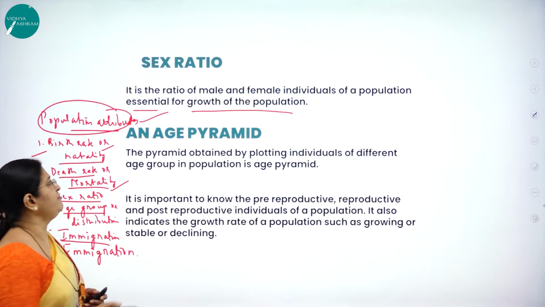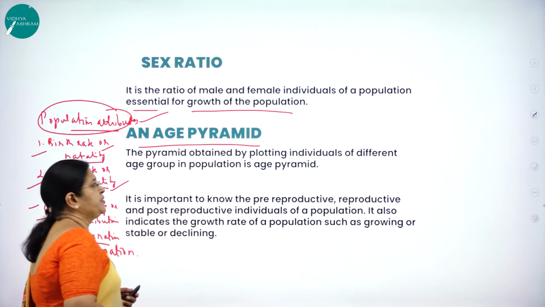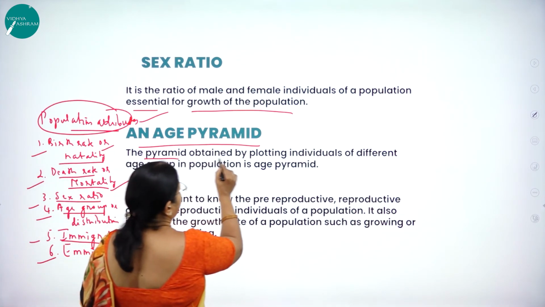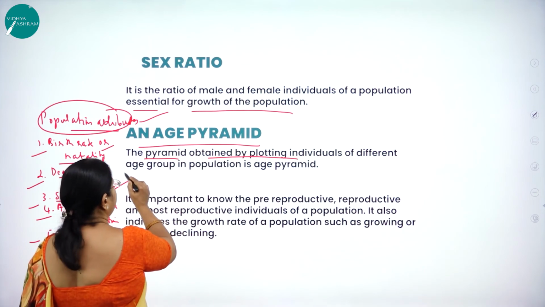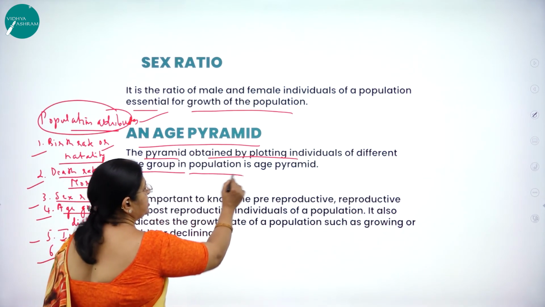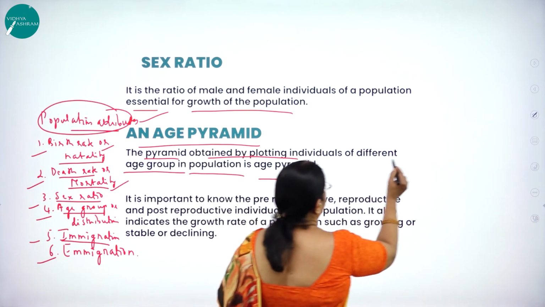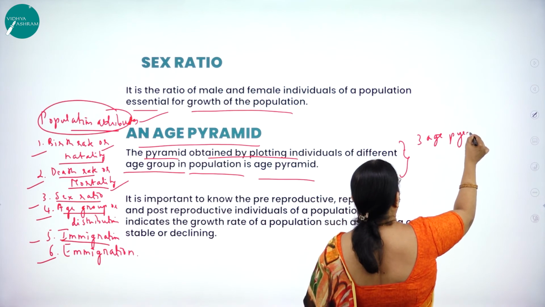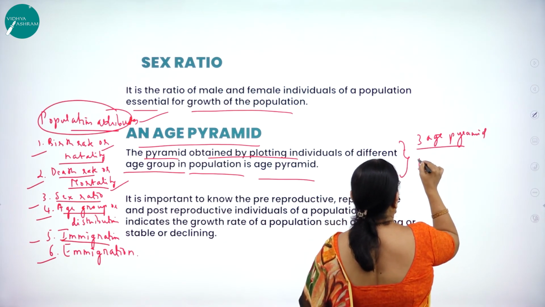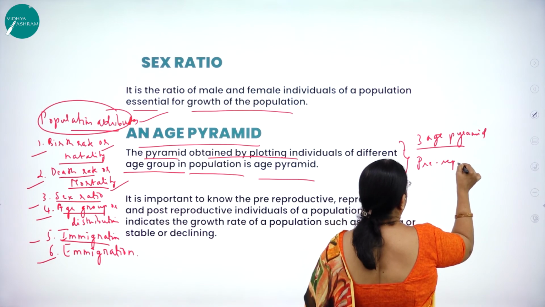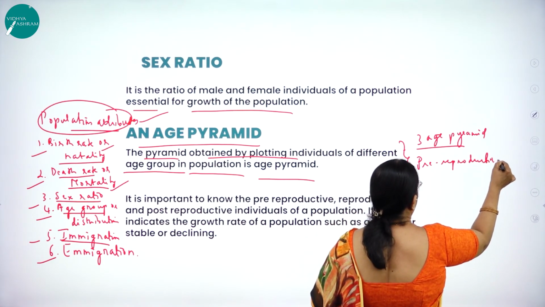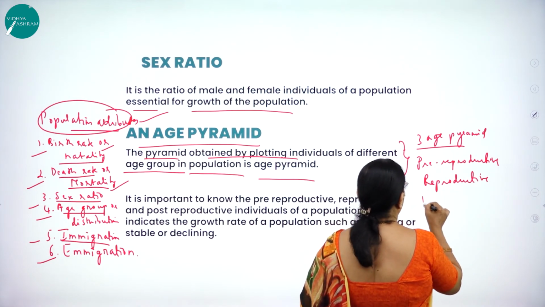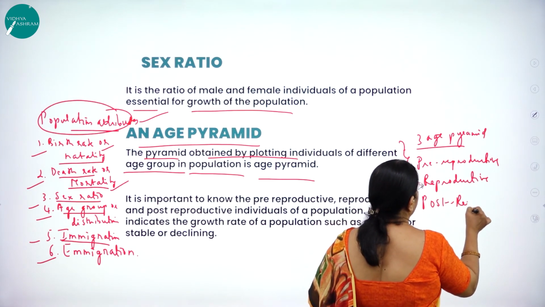So based on that, we have an age pyramid. What is this age pyramid? It is a pyramid obtained by plotting individuals of different age groups in a population, which is called an age pyramid. We have the 3 age pyramids, which I am going to show in the next slide. That is pre-reproductive, reproductive and post-reproductive age.